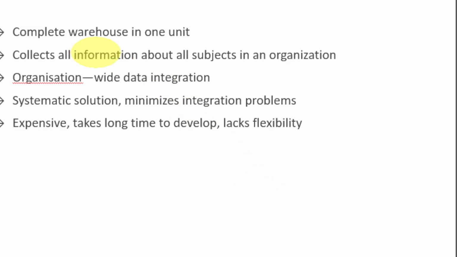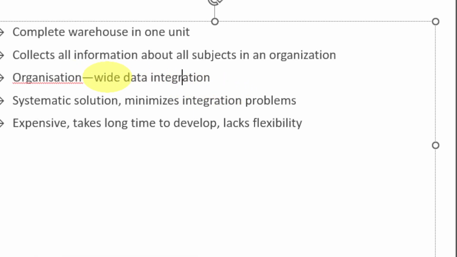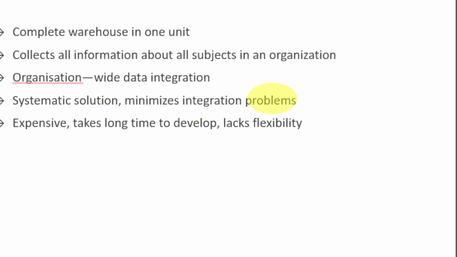Now let's try to understand the data warehouse model. The enterprise warehouse is a complete warehouse in one unit. It collects all information about all subjects in an organization. When we talk about organization, we are basically talking about wide data integration. It is a systematic solution and minimizes integration problems. It's expensive, takes a long time to develop, and lacks flexibility.